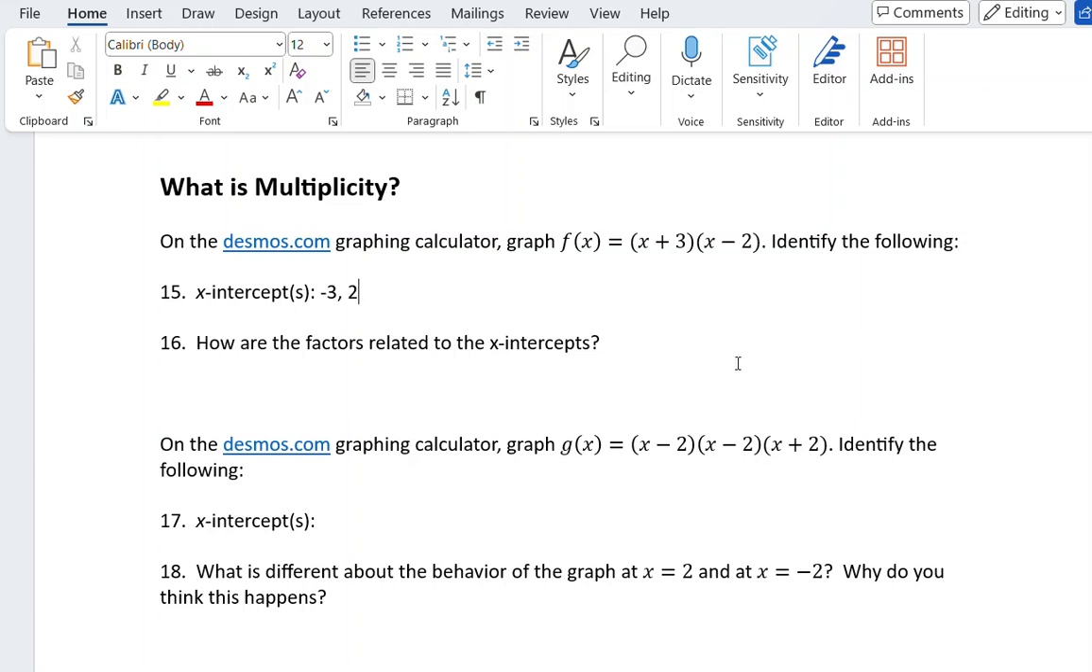Question 16 says, how are the factors related to the x-intercepts? Well, this is related to what we talked about before. We set each factor equal to 0 and solve to find the x-intercepts.